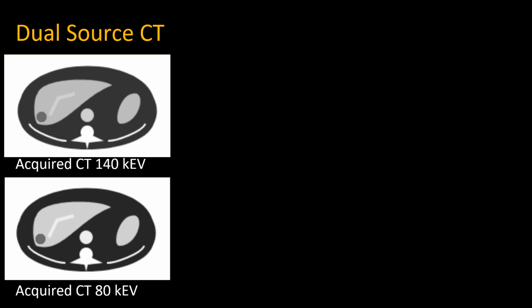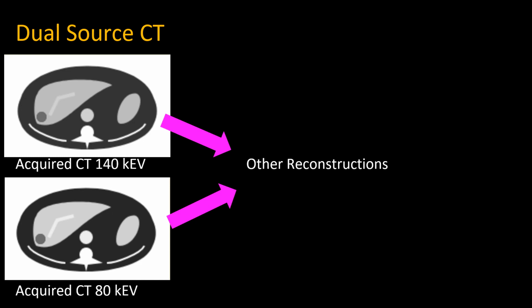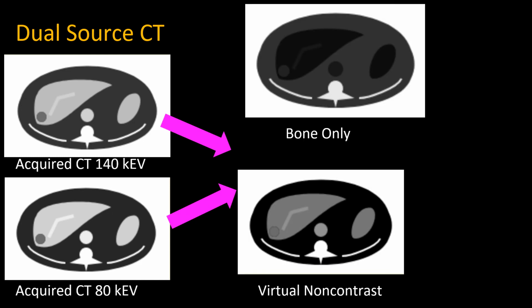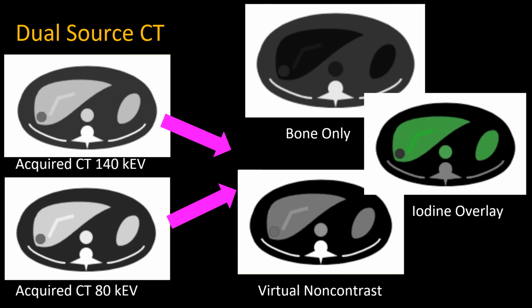So we're manipulating the image based on these 2 different acquisitions. We can get a bone-only image, for example, virtual non-contrast like we talked about, or we can do these iodine overlays.